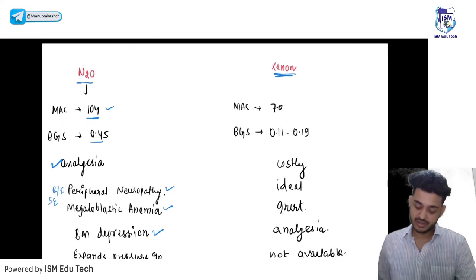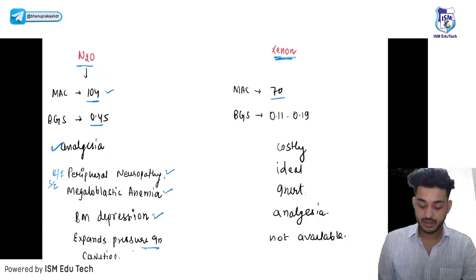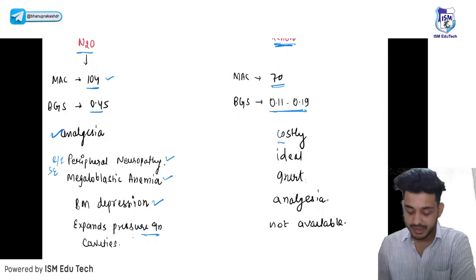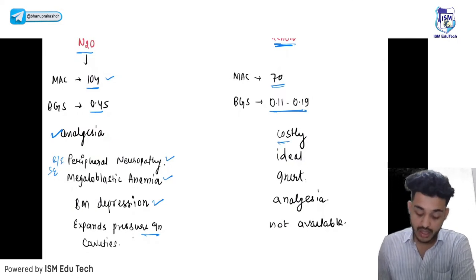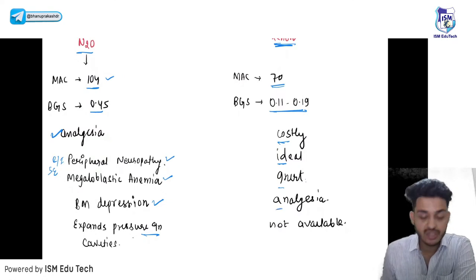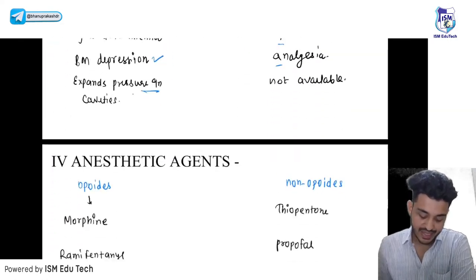Xenon is a gas. Xenon is like X, okay? So the MAC of X will be 70 and blood gas solubility is very low. This is a very, very nice, very ideal thing, but this is not available in the market. This is very costly and ideal. This is inert. We can use it for analgesia purpose as well. So this is all about the inhalational agents.